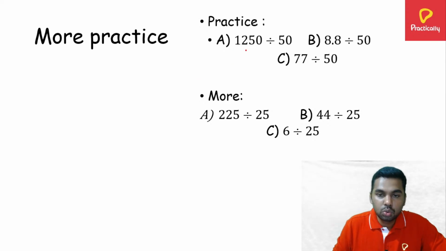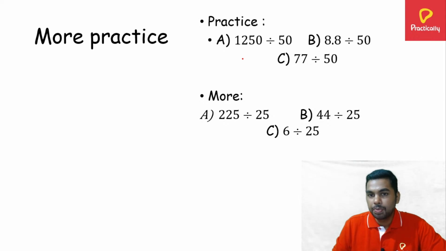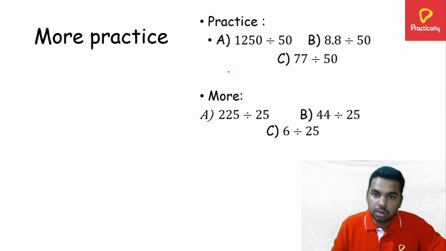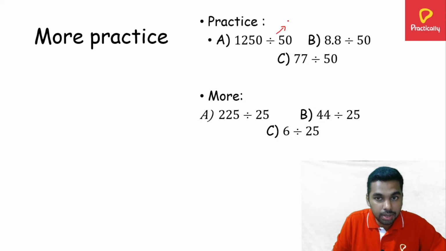So I'll just do it in the mind. 1250 divided by 50: I'll divide by 100 and multiply by 2. So 1250 divided by 100 into 2. 1250 doubled is 2500. 2500 by 100 is 25. So hope you can check with the answer.